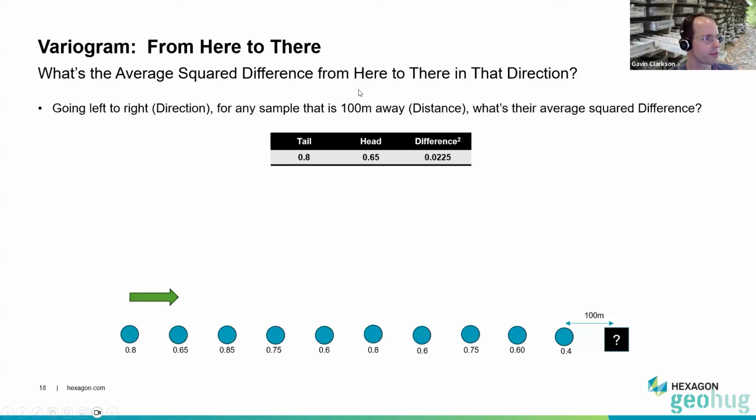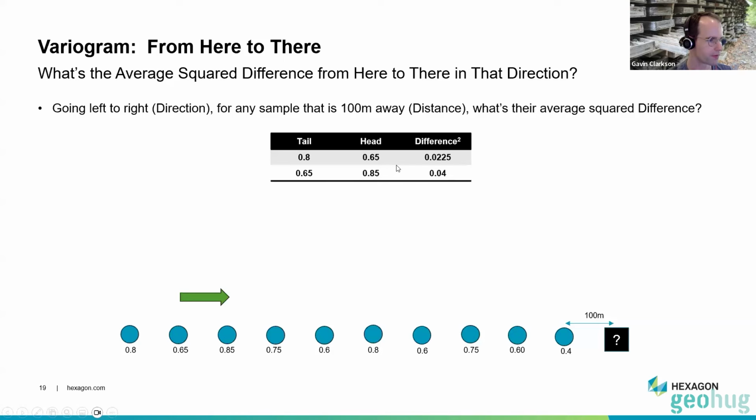So I keep saying distance at 100 meters. That's what our lag is going to be. And that's another term you'll hear a lot in variograms or in interpolation. So right now we're using a 100-meter lag, and we're collecting a series of tail and head points and getting the squared difference between them. So in this case, I've got my 100-meter lag, and I'm going to look at this one to this one. So that's my tail value is 0.8. My head value is 0.65.